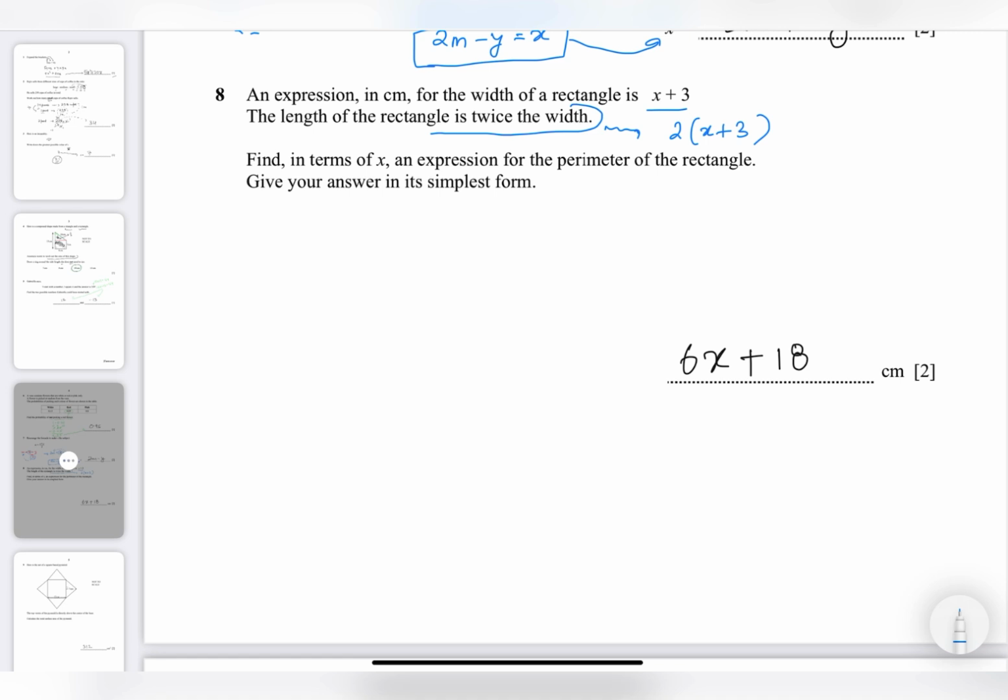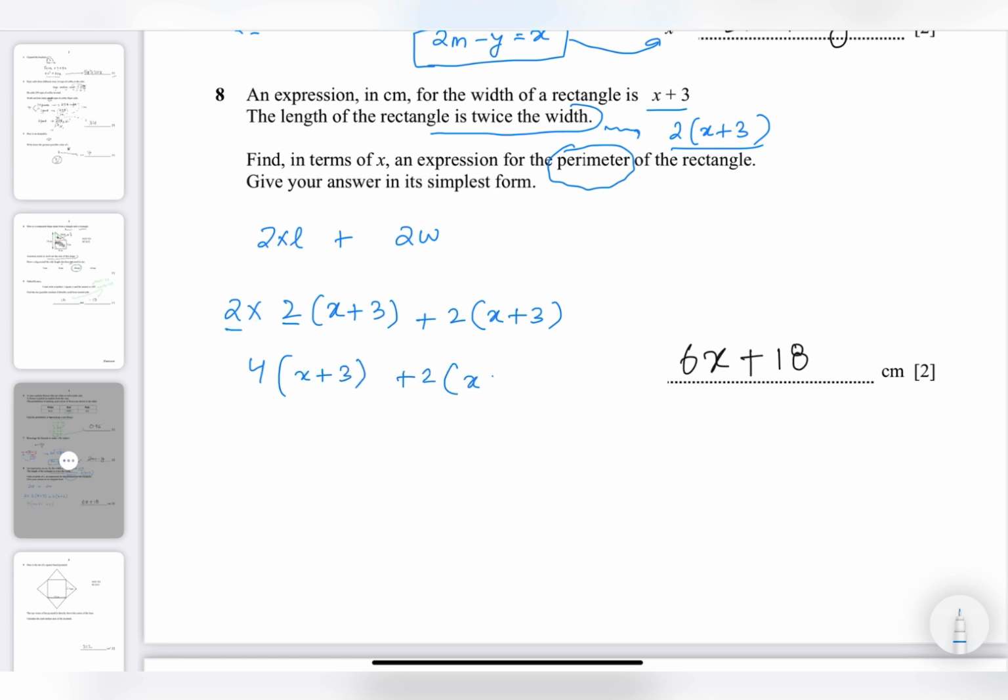Find in terms of x an expression for the perimeter. When you are reading the question, don't forget to underline the keyword so that you are not making a mistake. So the perimeter of a rectangle is 2 times length plus 2 times width. Yes or no? So 2 times, what is the length? It is 2 times x plus 3, plus 2 times width, that is x plus 3. Alright, 2 times 2 is 4, x plus 3 plus 2 times x plus 3.